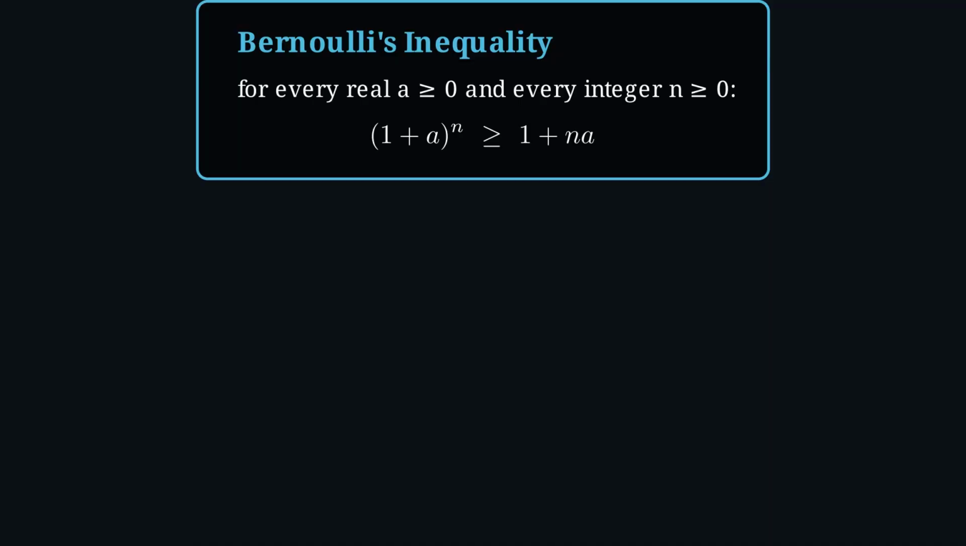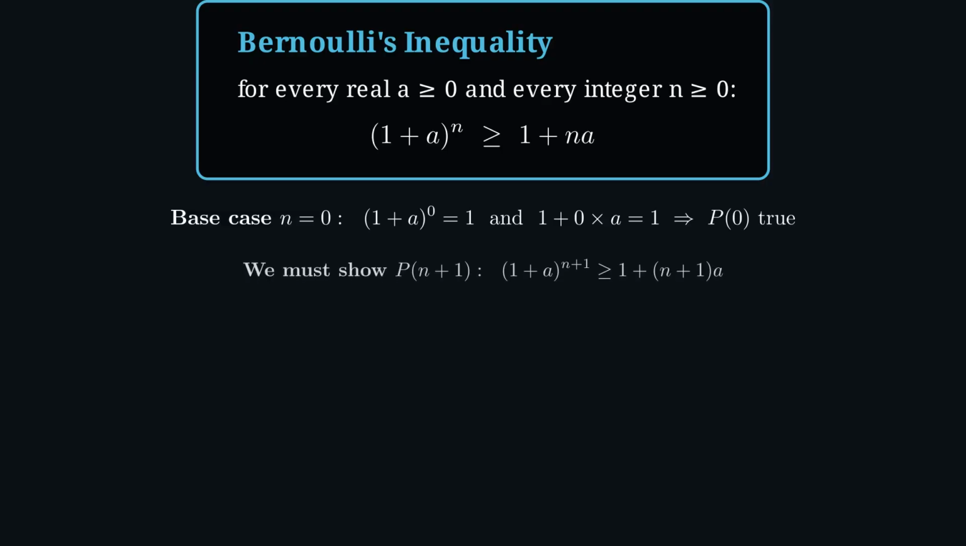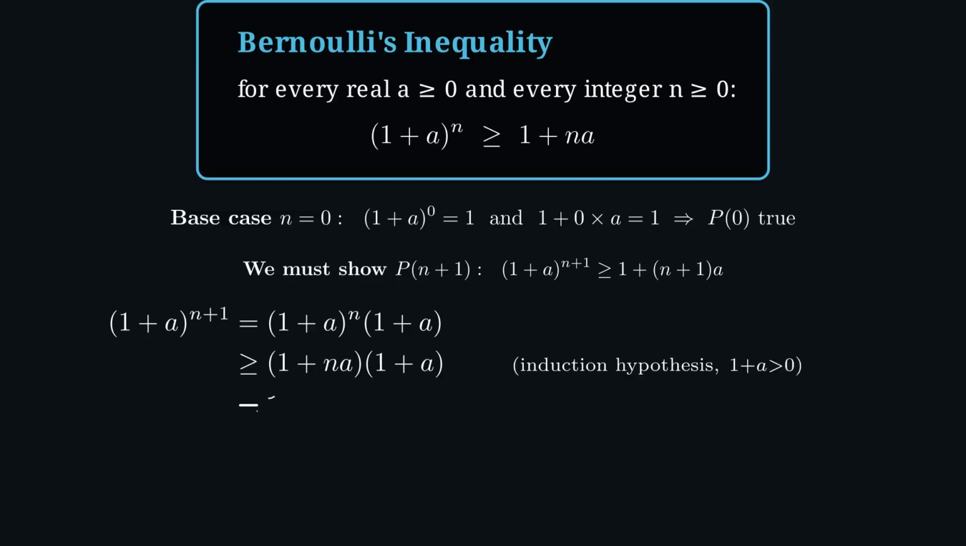One more domino run, a famous inequality. Bernoulli. For any real a at least 0 and any integer n at least 0, 1 plus a to the n is at least 1 plus na. Base n equals 0, both sides equal 1. Step. Take the hypothesis and multiply both sides by 1 plus a. That's positive, so the inequality keeps its direction.